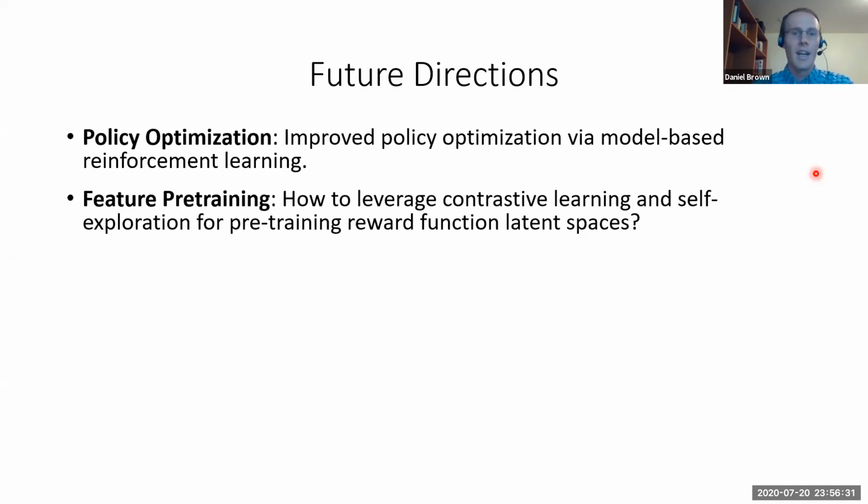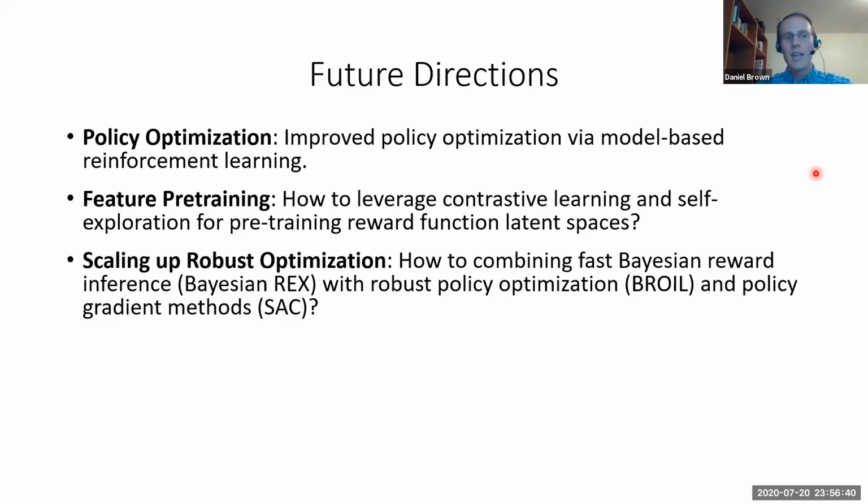In terms of feature pre-training, I think there's lots of remaining work to be done to improve this, such as leveraging recent work on contrastive learning, self-exploration to get a wider variety of data for learning these latent spaces. We can also look at scaling up this idea of robust optimization, where we could try and combine our ideas from Bayesian REX with these ideas from robust policy optimization and plug these into a state-of-the-art policy gradient method or reinforcement learning methods such as soft actor critic.